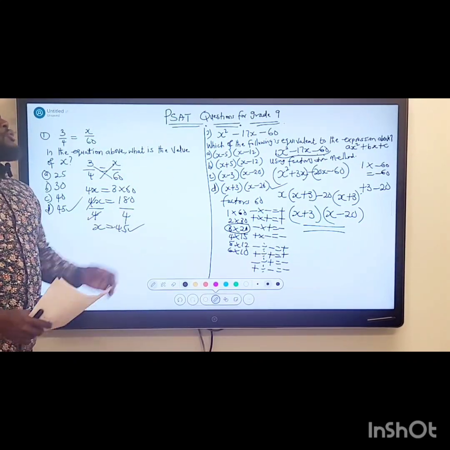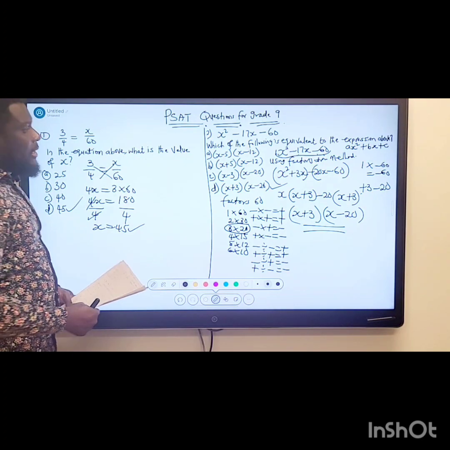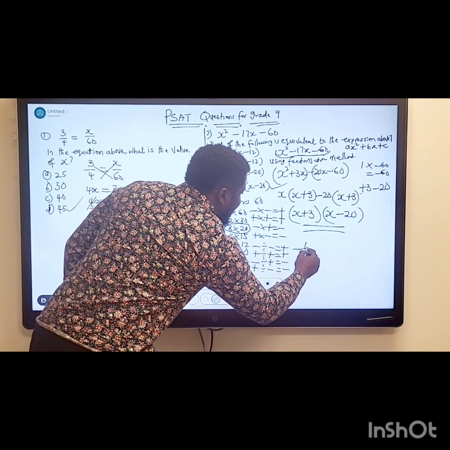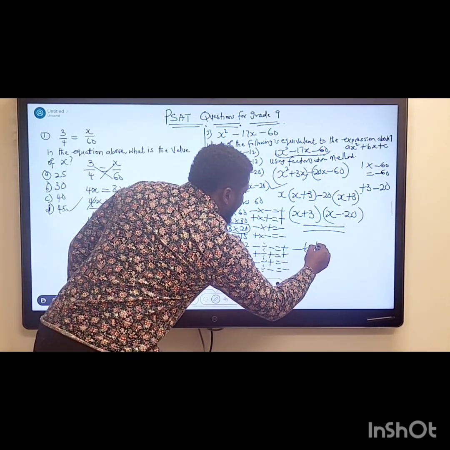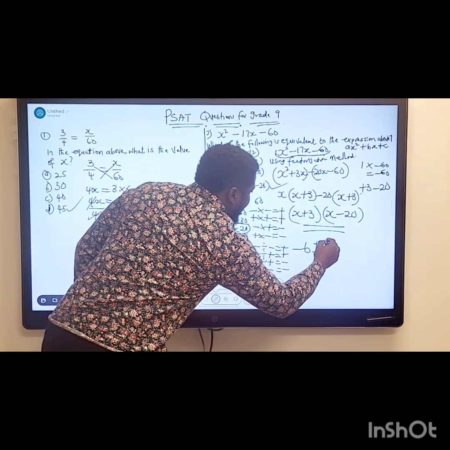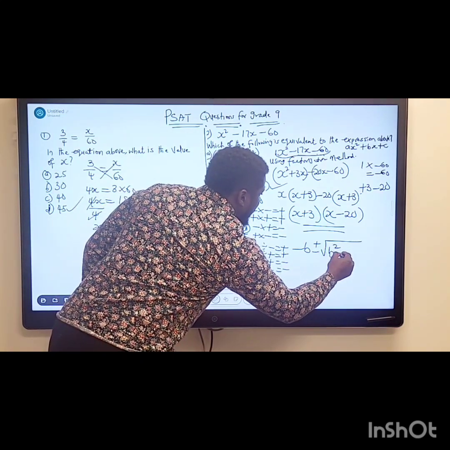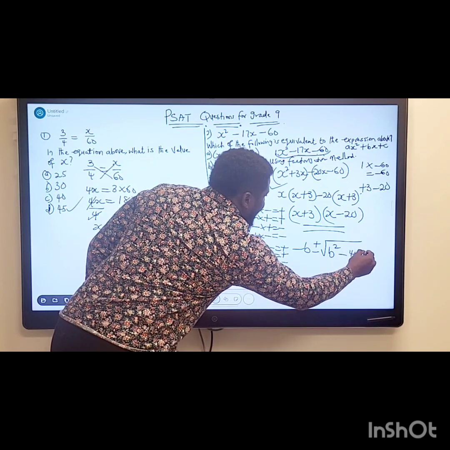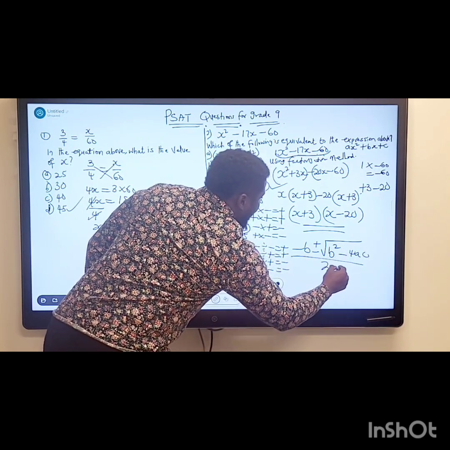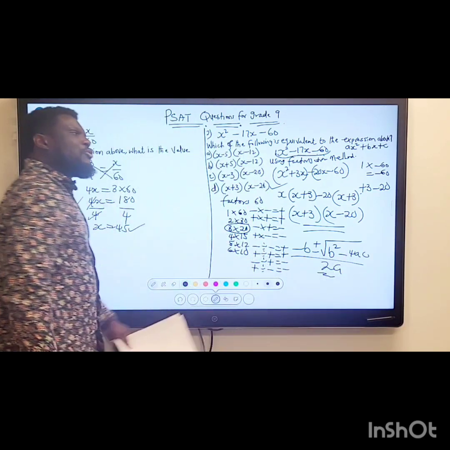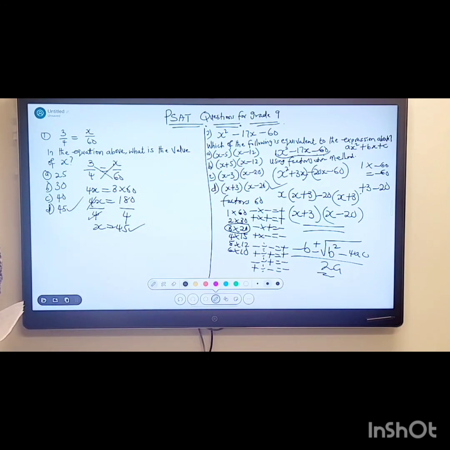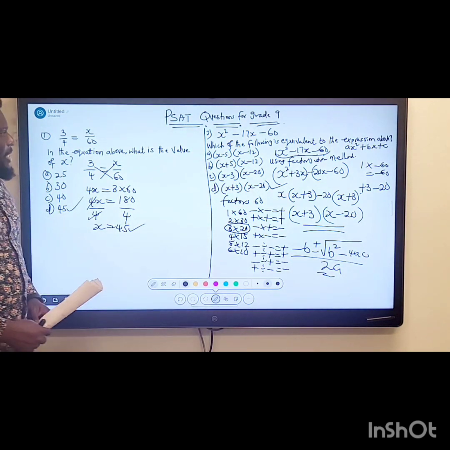We can also use the quadratic formula. Remember what I said? The quadratic formula, which you have as negative b plus or minus the square root of b squared minus 4ac, divided by 2a. We can also use this formula, but we don't need that here. This one, we go straight and then we'll get your answer.